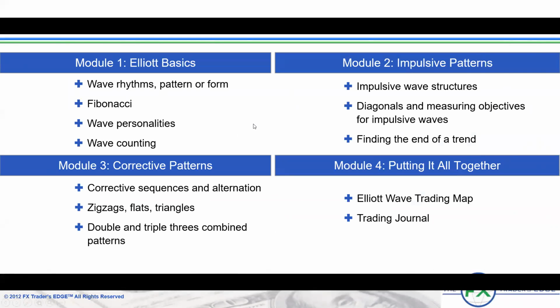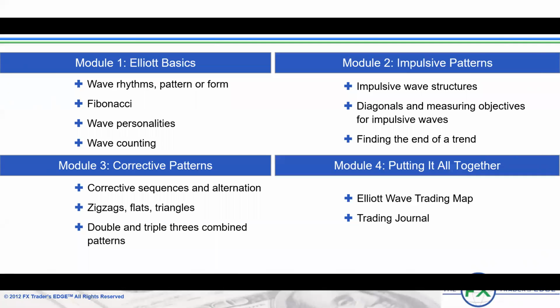So this we've covered now. We've covered the Elliott Wave series. Module 1, Elliott Wave Basics, where we discovered wave rhythms, pattern, or form. We discussed Fibonacci. We discussed the wave personalities, and we discussed the nomenclature for the wave counting. In Module 2, we discussed the impulsive wave structures and the diagonals and measuring objectives for the impulsive waves. And we went through the exercise of finding the end of the trend, which is helping us for the PW trade in the wavy tunnel.